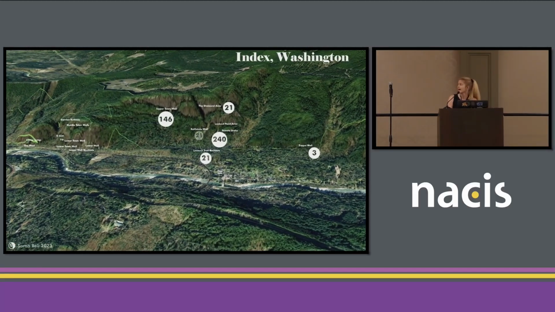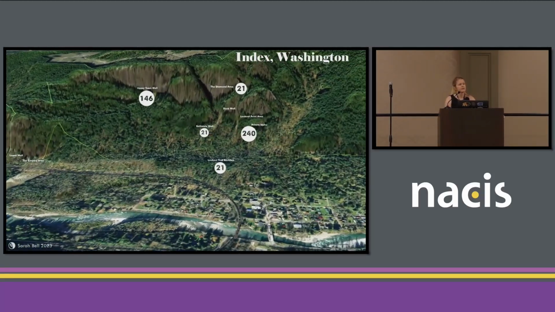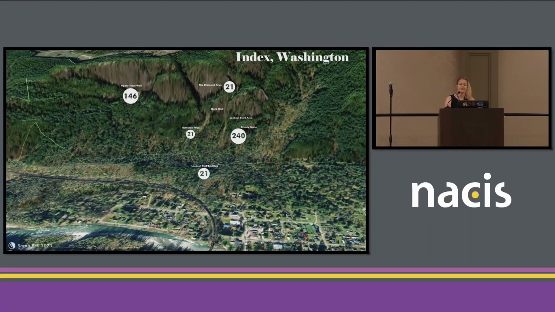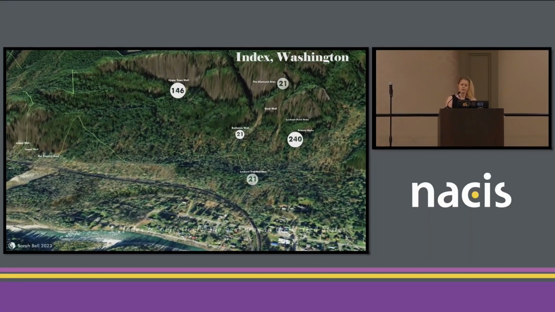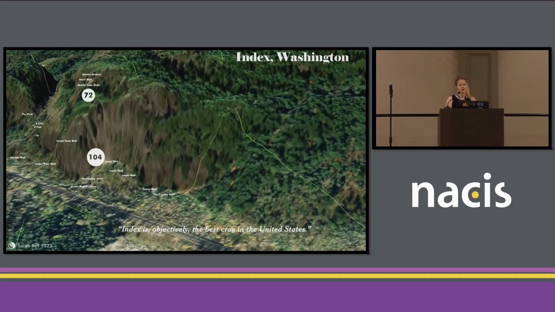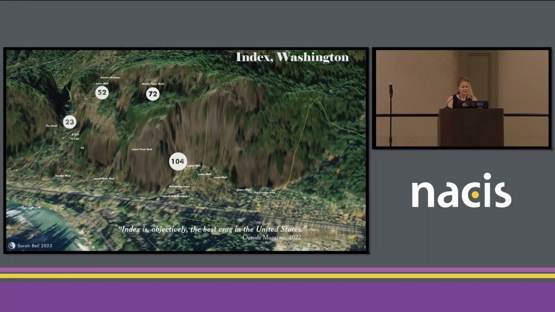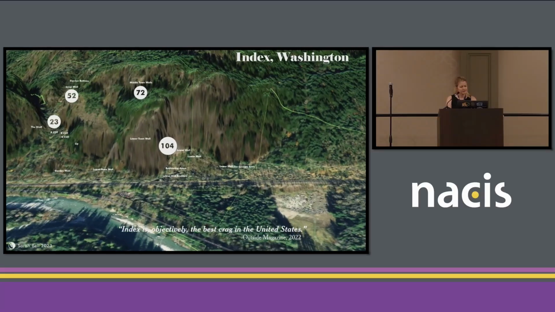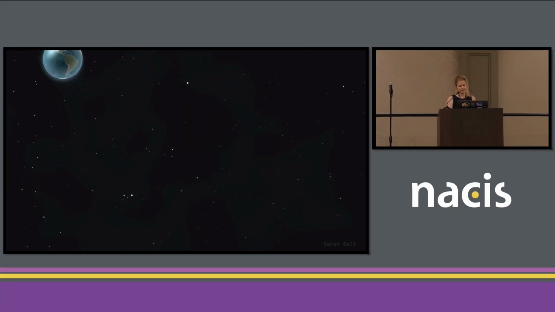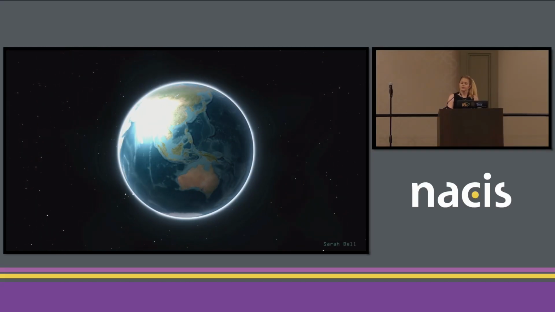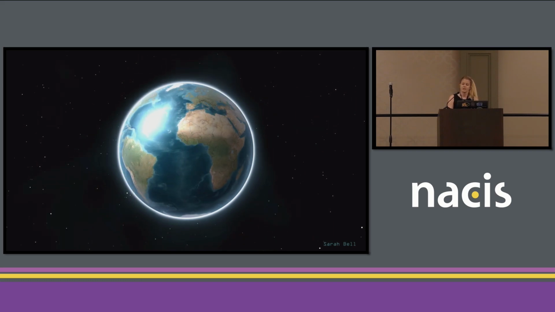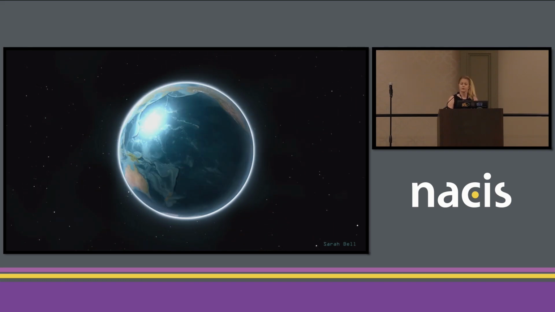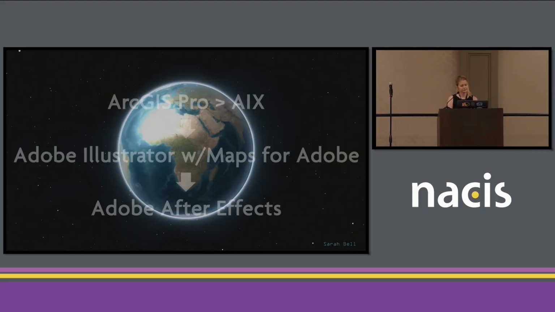The map you're seeing now is one I created building the flyover in ArcGIS Pro, and then I used After Effects to animate the bar chart and the point symbols that you see popping up. This is Index, Washington, a great climbing crag. So when using After Effects to visualize this change over time, this is the workflow that I typically follow.